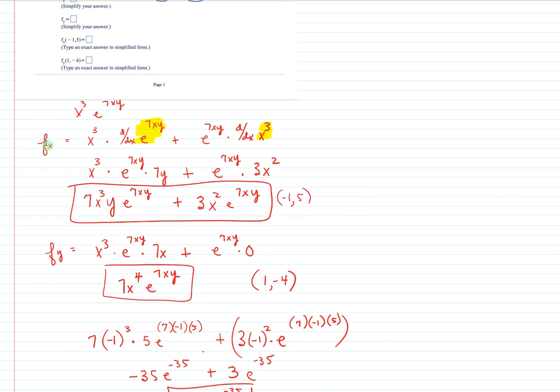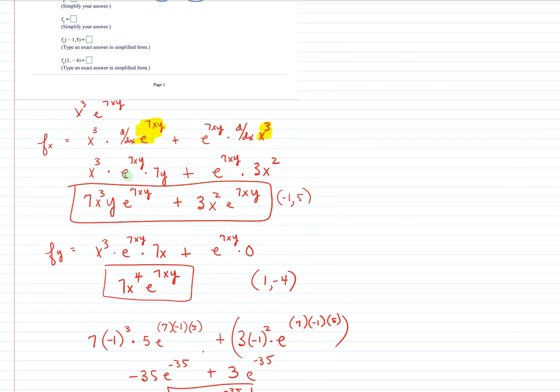So my roadmap for fx is x cubed times the derivative of e to the 7xy plus e to the 7xy times the derivative of x cubed. That's the product rule. I didn't take any derivatives, I just wrote my roadmap.